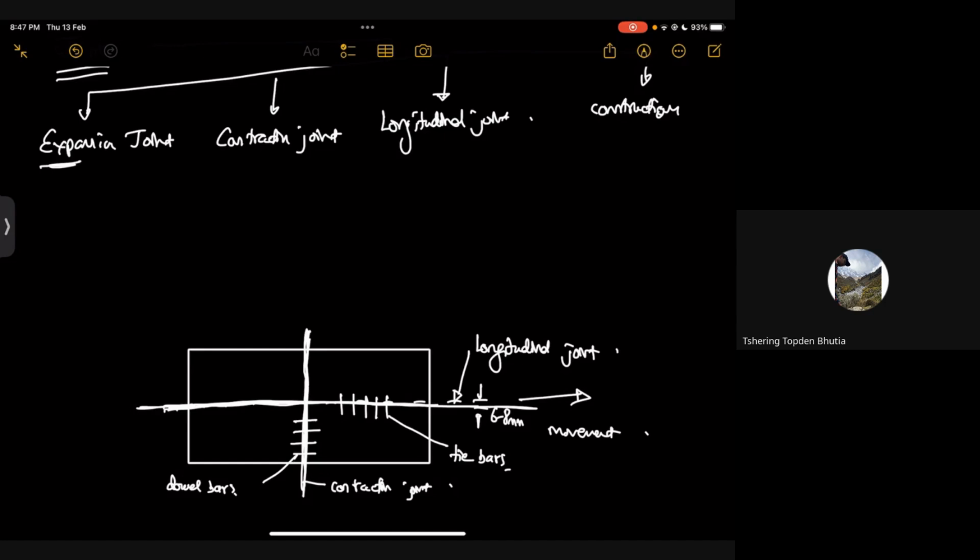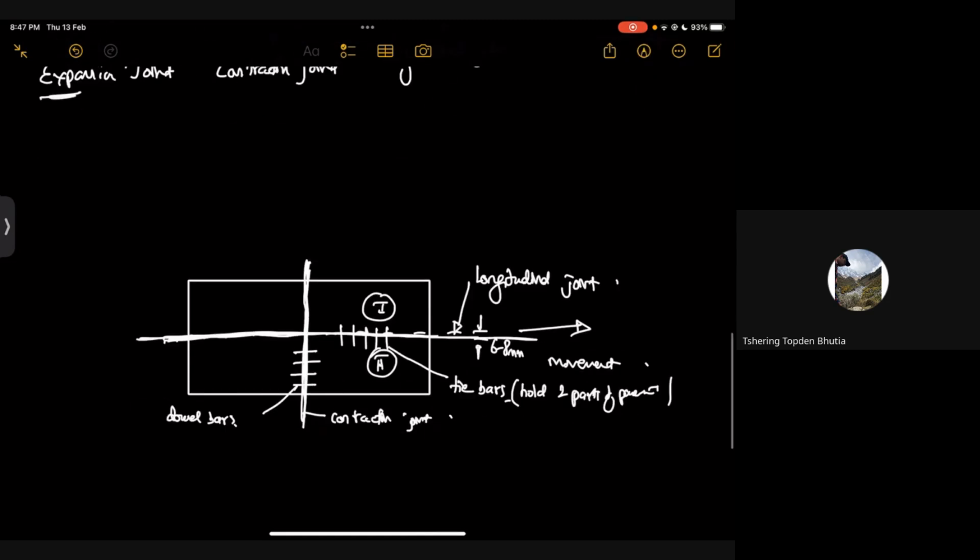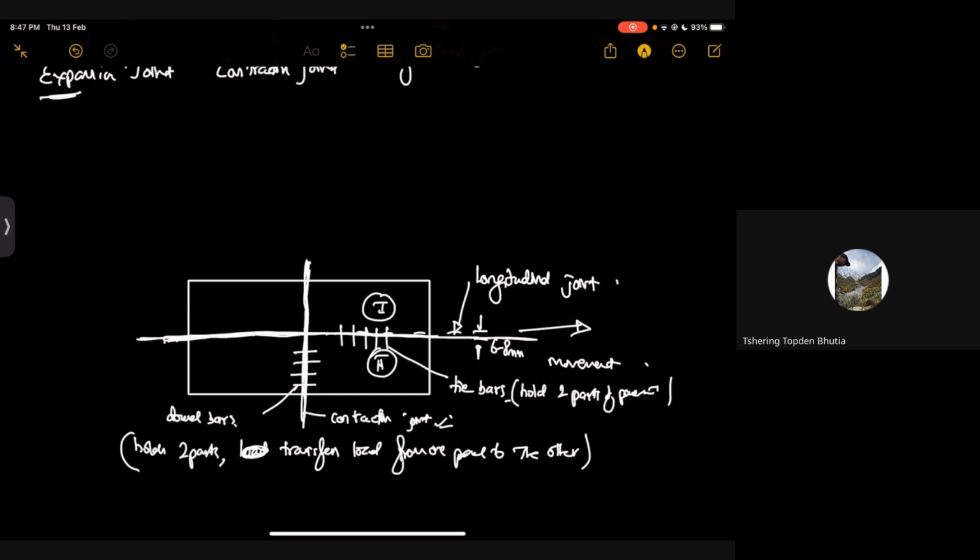Okay, now one important difference you need to note here is यो जुन tie bar छ, it is only to hold two parts of pavement together. While dowel bar in case of contraction joint, it holds two parts, but it also transfers load from one panel to the other. This is the major difference. Contraction joints ma we have something called dowel bars. हुनु त त्यही हो, रड नै हो. यसमा dowel किन बनेको भन्दा यसले load transfer मा पनि participate गर्छ.